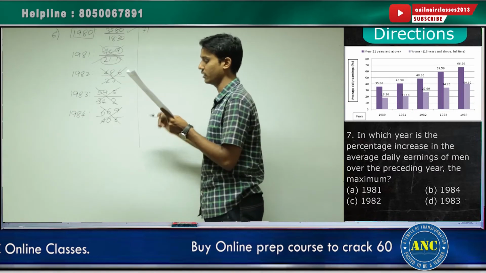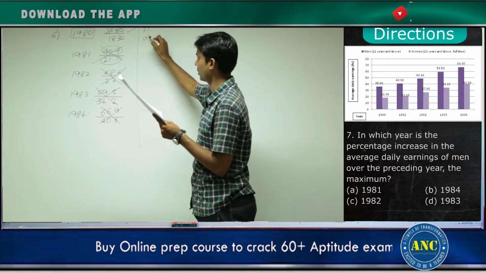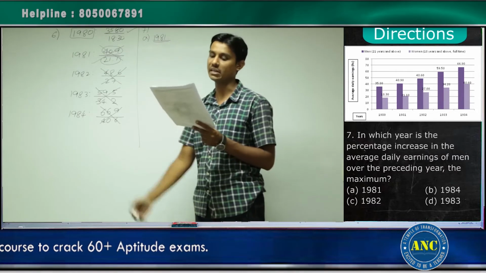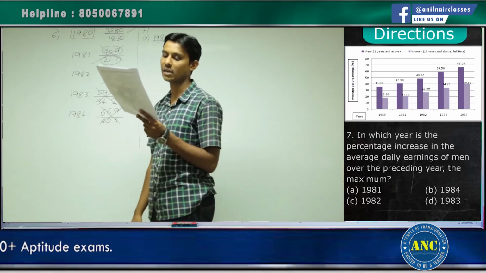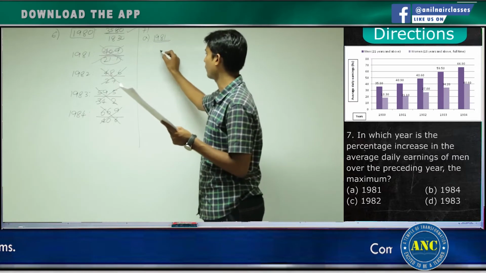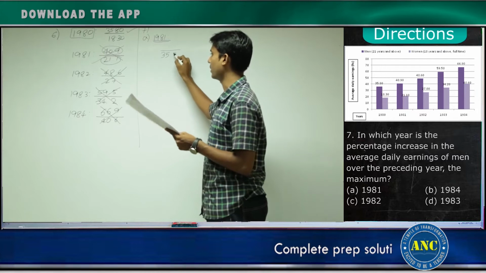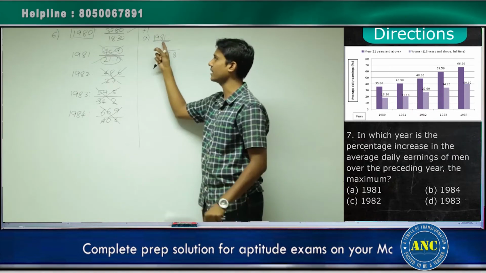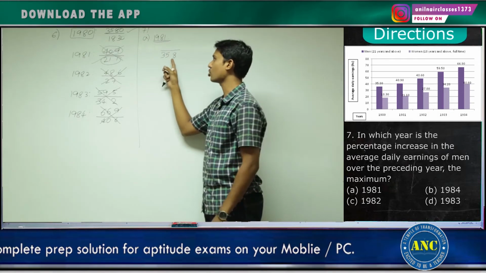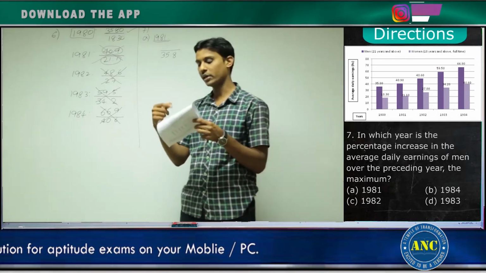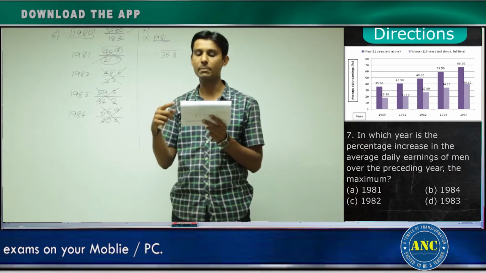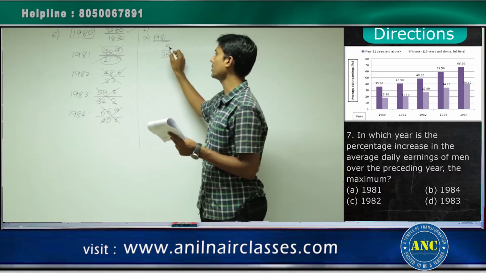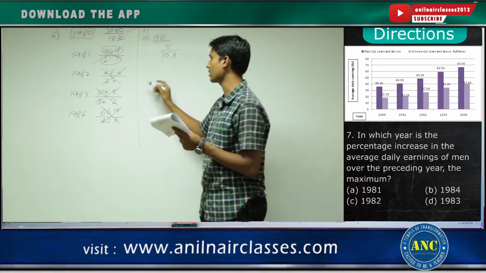See here, let me go by the first option. First option is 1981. That means I need to compare with 1980. In 1980, what was the value of men given in the graph? It is 35.8. That should come in the denominator because that is the initial value. Initially 1980 is coming, then only 1981 will come, right? Your initial value should always come in the denominator. What is the numerator? 35.8 is becoming 40.9 for the next year. How much increase is happening? Approximately there is an increase of 5.